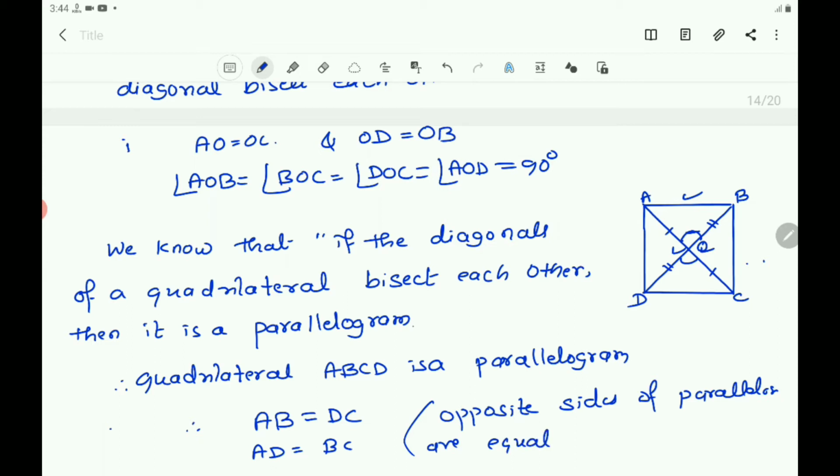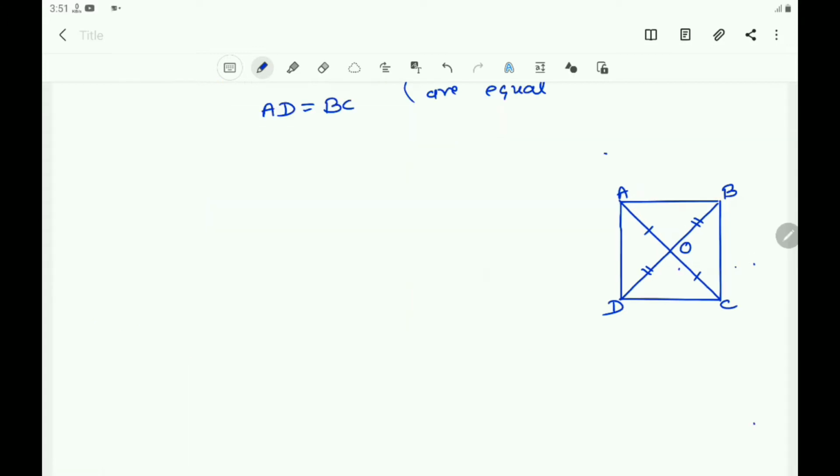But here we have to prove that all the four sides are equal, that is AB, BC, CD, DA are equal. If you prove AD equals DC or DC equals CB or BC equals AB, then naturally you will get that AB equals BC equals CD equals DA. Now let us prove the adjacent sides are equal.